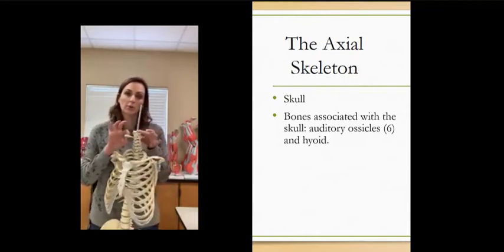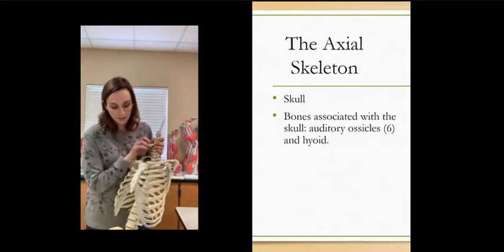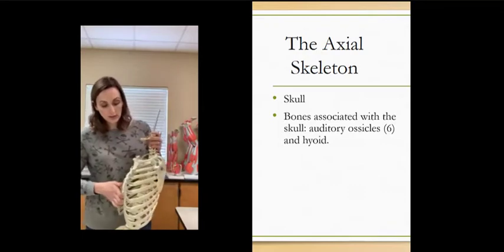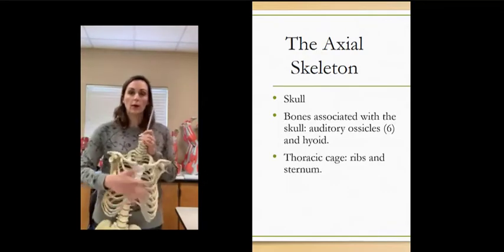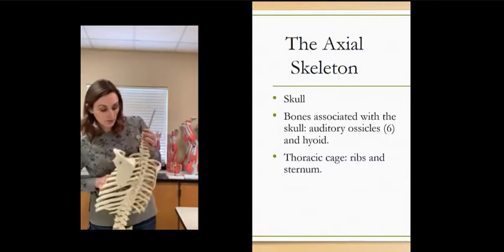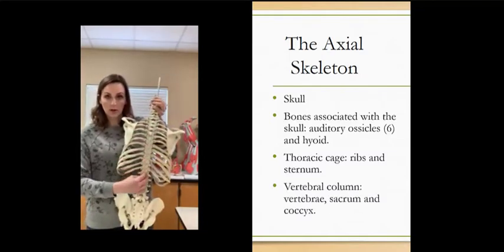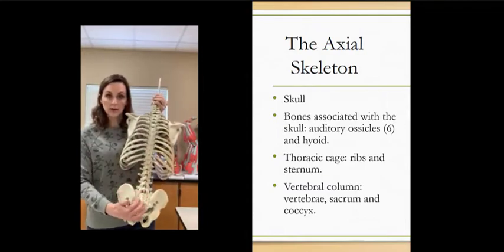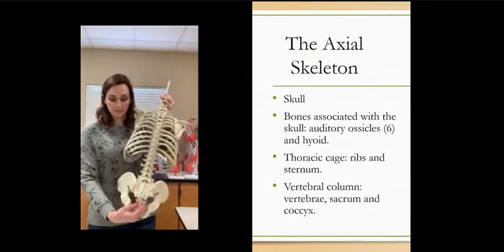So hyoid bone located here on the front of the cervical vertebrae section. And then it's going to, of course, include the thoracic cage, or our rib cage, sternum, breastbone, the vertebral column, all the way down to the sacrum, and the coccyx, or tailbone.